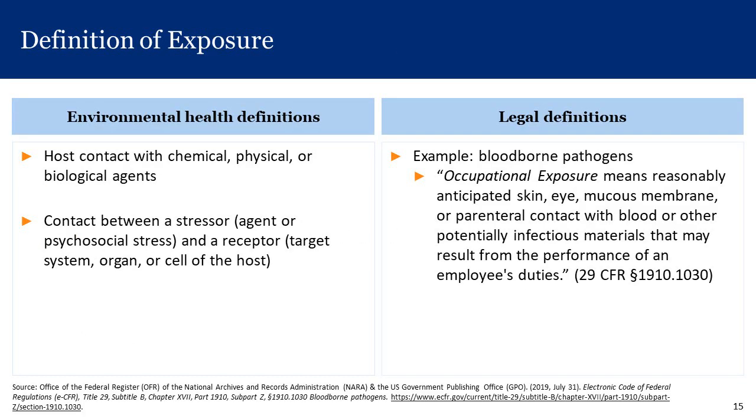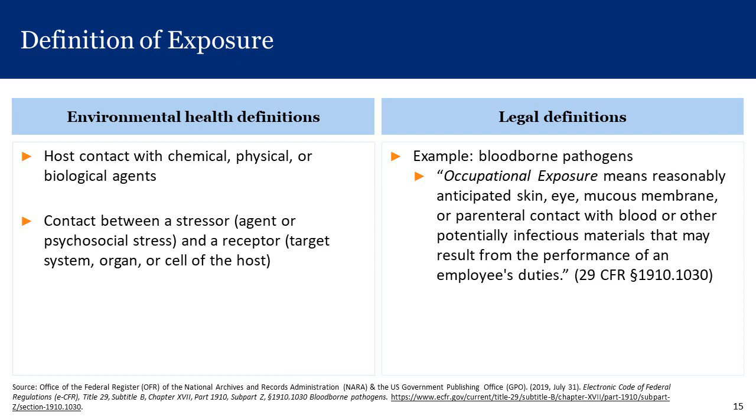If we come back to definitions of exposure, right? So classically, we would define exposure in environmental health or occupational health as any host contact with these chemical, physical, or biological agents. But we think also about the contact between that particular stressor, like the agent, and its receptor, whatever the target system, organ, host cell type is. And so we might have specific legal definitions that we need to think about in the context of biological exposures.